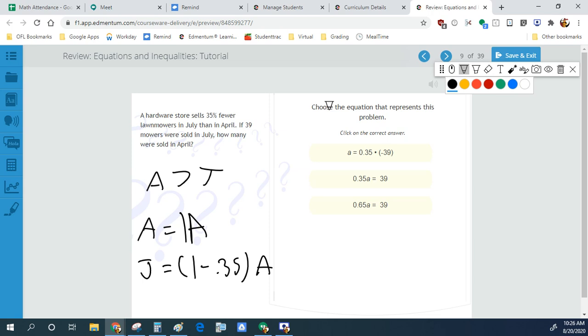This is a little hard to understand, so if you guys are having trouble with it, what we're saying is we're talking about 35% less, fewer. This word fewer probably means we're going to subtract. So we're subtracting 35% from 100%. So 100 minus 35 is 65. So in other words, it's 1 minus 0.35. Is this kind of making sense, guys? Percents are a little tricky. Yes, no, maybe? Want me to go over it a little bit more?